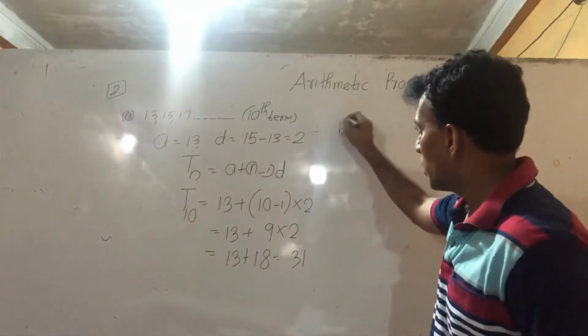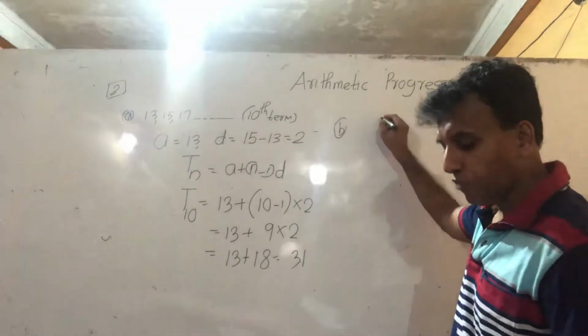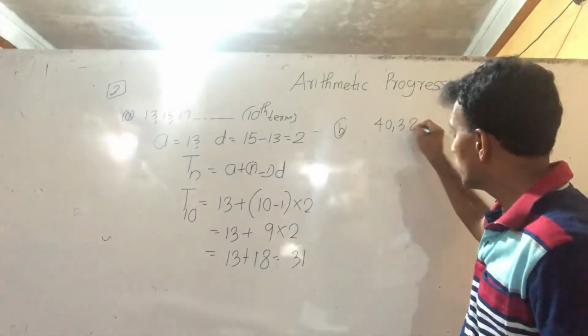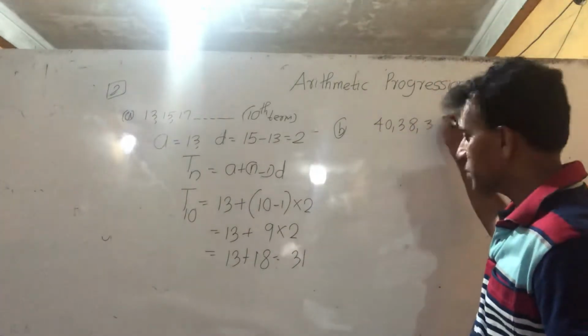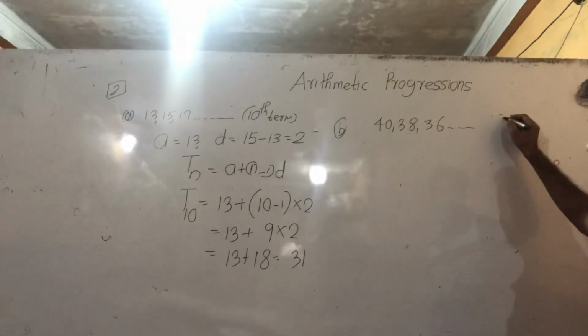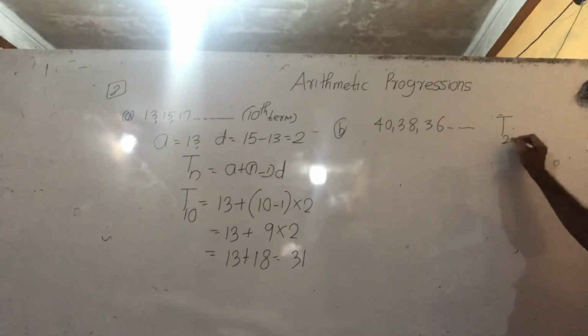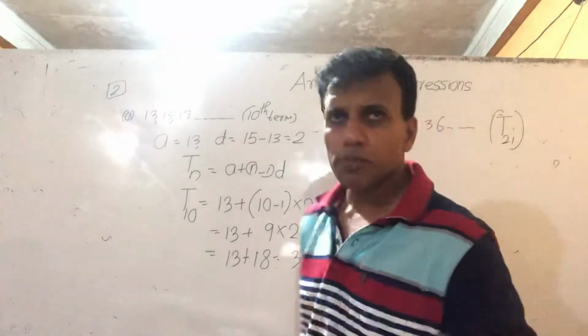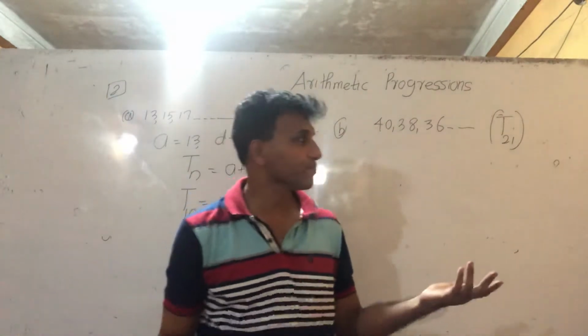The B part: 40, 38, 36, and find the 21st term. First show like this in symbolic form. Find the 21st term. Stop the video, try on your own, same method.